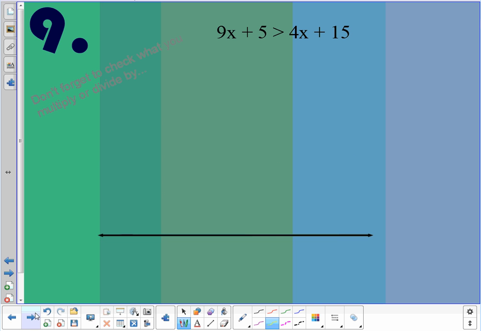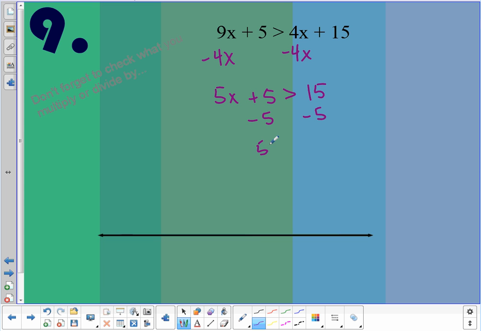Number 9, 9x plus 5 is greater than 4x. No distribution here, but I do have like terms to combine. I'm going to take that 4x that's on the right, and I'm going to just subtract it to the left. So I have 9x minus 4x, which is 5x, plus 5 is greater than 15. Then I have a constant to get rid of.